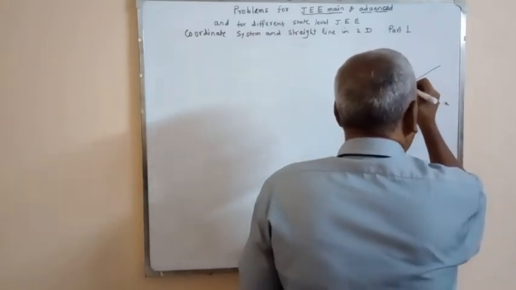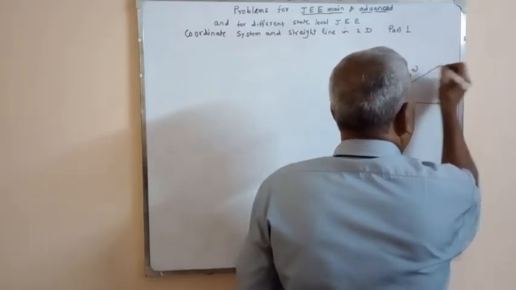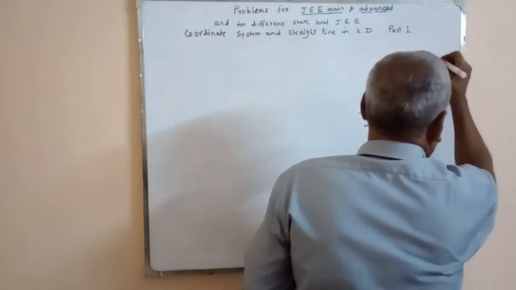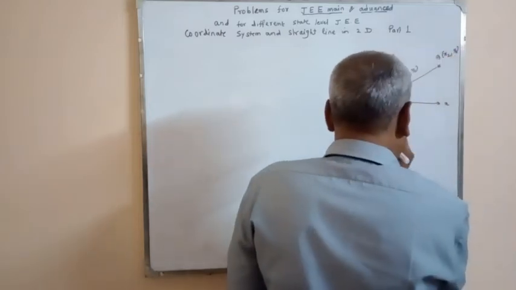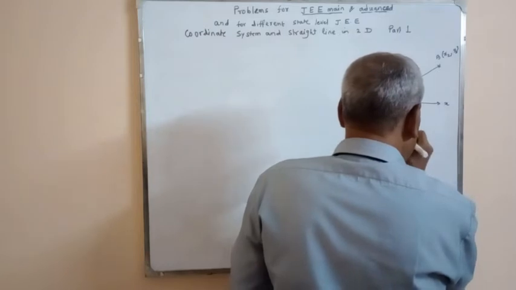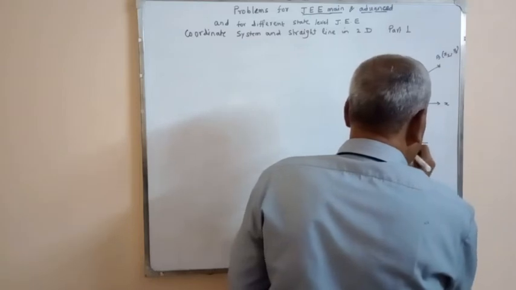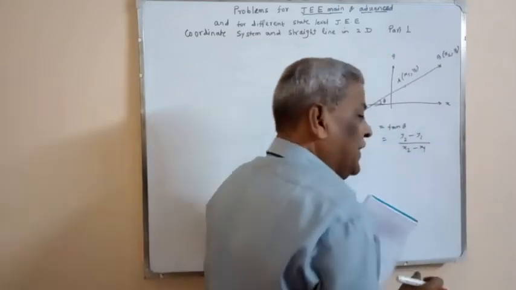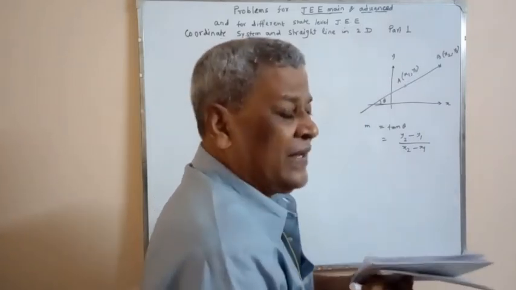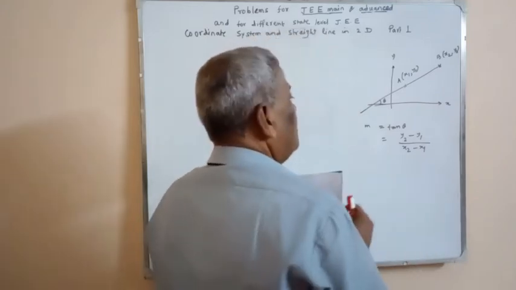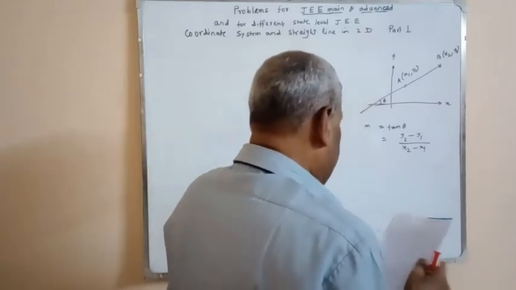Even if we know 2 points on the straight line, x1, y1 and x2, y2, then gradient of the straight line m is equal to the difference of y coordinates, y2 minus y1, by x2 minus x1. That is, difference of y coordinate in numerator, and in denominator difference of x coordinate. So from this or from that we can obtain the gradient of a straight line.